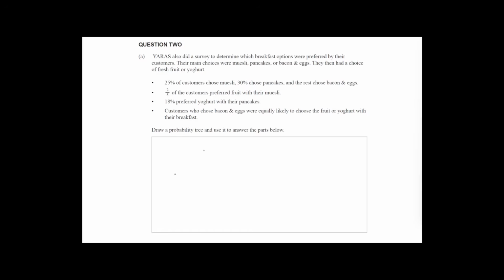Okay, so the first choice they've got is whether they want muesli, pancakes, or bacon and egg. Then they had a choice of fresh fruit or yogurt. Fruit, yogurt, fruit, yogurt, fruit, yogurt.